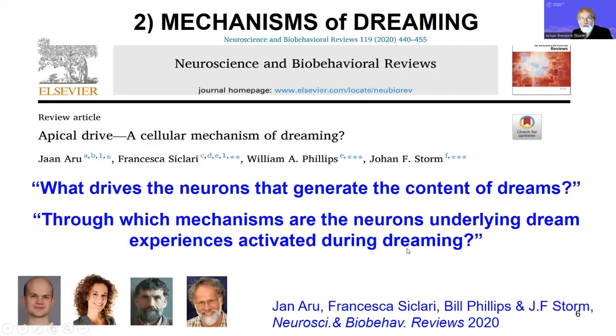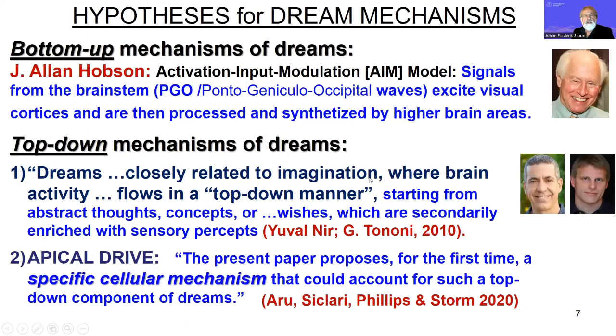There are several different mechanisms that have been proposed, and there are mainly two classes: the bottom-up and the top-down mechanisms. The first class is represented by Alan Hobson's well-known AIM model, the activation, input, modulation model, where he thinks that dreams originate from activity in the brainstem in the form of PGO waves that excite visual cortices and are then processed and synthesized by higher brain areas, very much like normal sensory input would be.